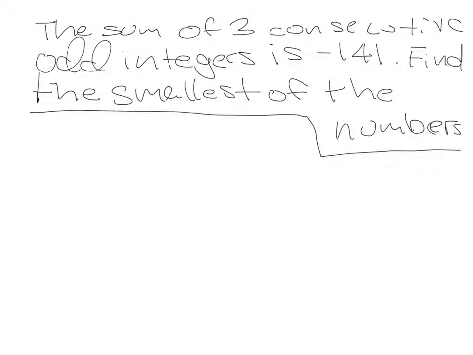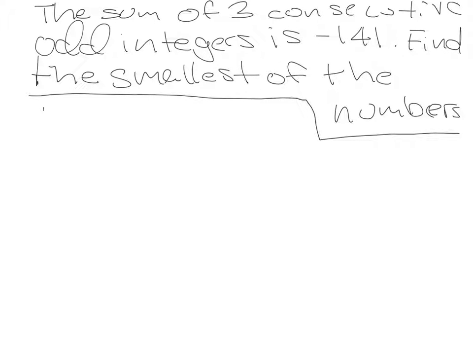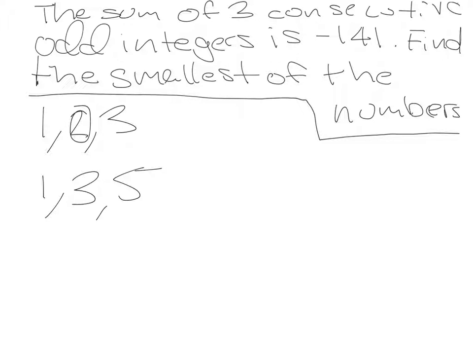So the sum of the three consecutive odd integers. It has to be odd and also has to be consecutive. Let me give you an example here. This is not an example of consecutive odd numbers, because 2 is not odd. It is consecutive, but it's not odd. An example of consecutive odd integers would be 1, 3, and 5, because that is consecutive and those three are all odd.